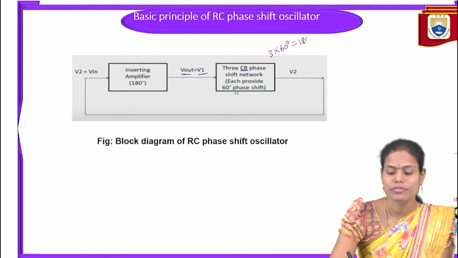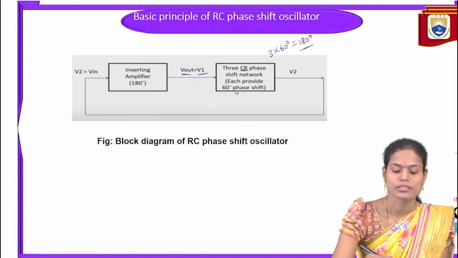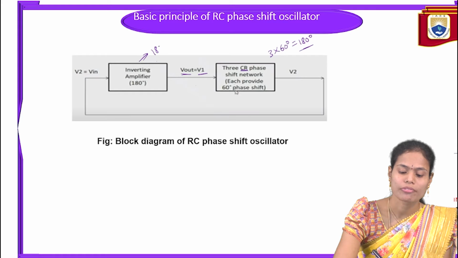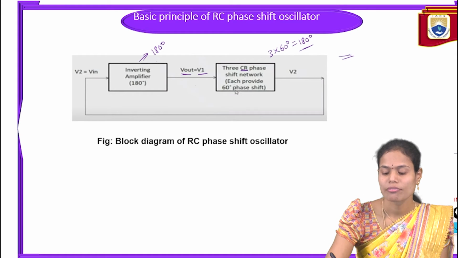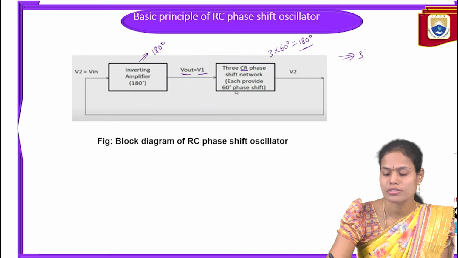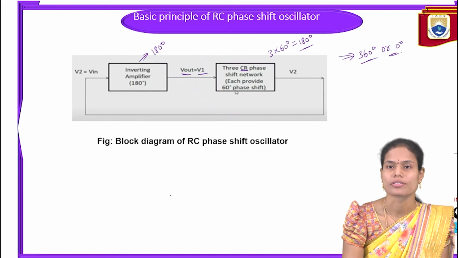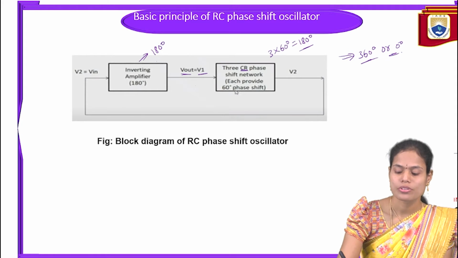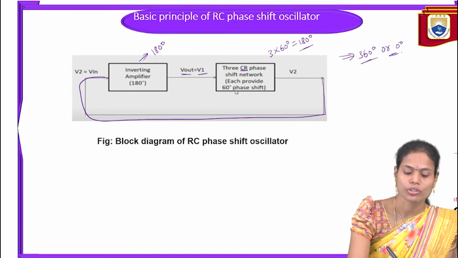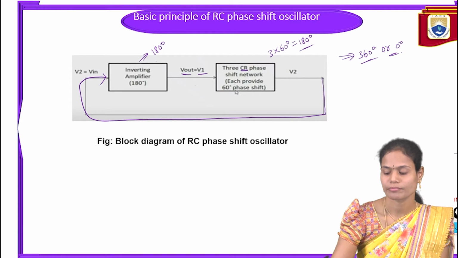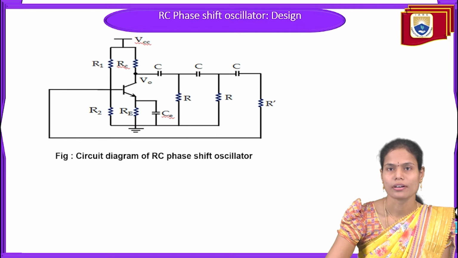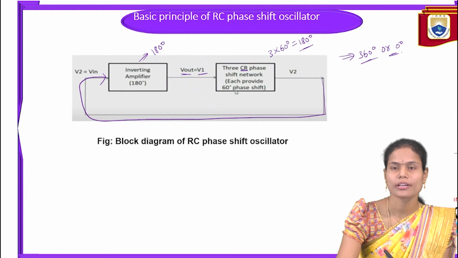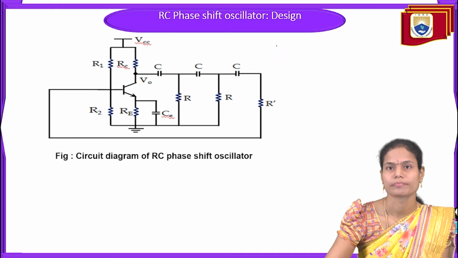So the overall phase shift provided from this feedback network is 180 degrees, and the phase shift provided from the amplifier is 180 degrees. So the overall phase shift is 360 degrees, or we can also call it 0 degrees. That is the condition for positive feedback as well as for the oscillator. This output we again give back to the input of the amplifier. Now we will see the internal circuit of this amplifier as well as this feedback network.